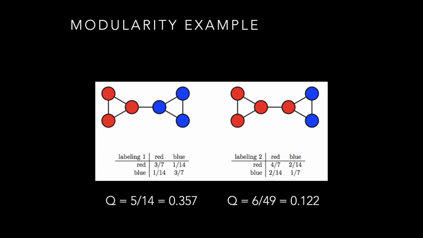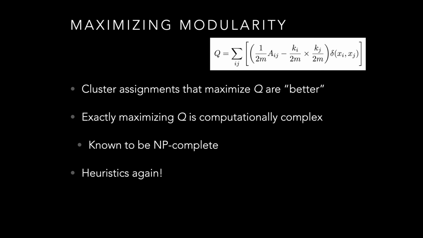We can actually calculate what the modularity is here. On the left-hand side, we see this 5 over 14, or 0.357, is higher than this 6 over 49, or 0.122. So from a modularity perspective, the clustering on the left is superior to the clustering on the right. You could have evaluated that qualitatively just by viewing this, but now we have a metric that we can optimize. So good cluster assignment mechanisms try to maximize this modularity function. But exactly maximizing Q is a very computationally complex process, known to be NP complete, because we have to evaluate every single possible grouping.